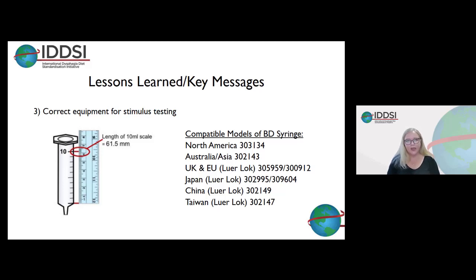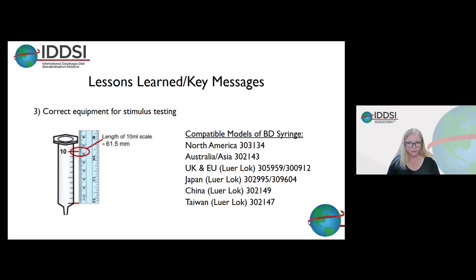And we very quickly discovered that we hadn't provided enough specification about the syringes that would provide valid test results. And so the next step was for us to specify the length of the syringe chamber from the 0 to the 10 milliliter line as needing to be 61.5 millimeters long in order to obtain valid and reliable test results.